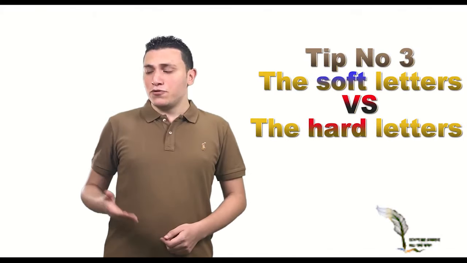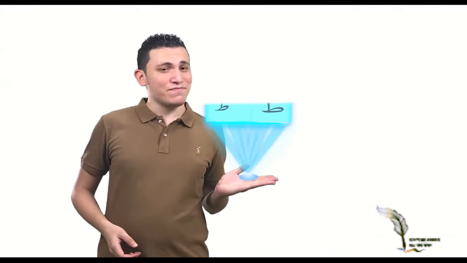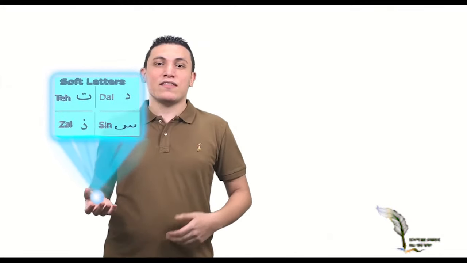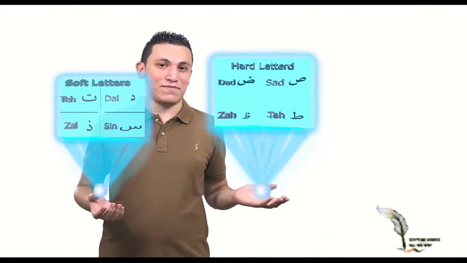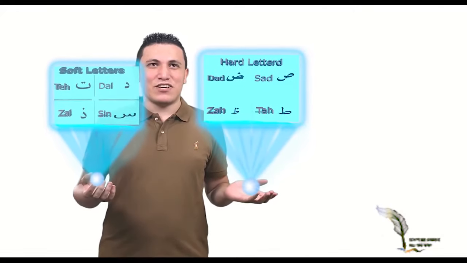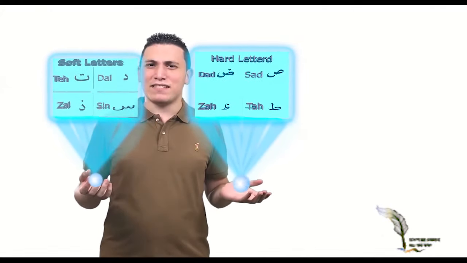Tip number 3. Do you see this group of letters? And this group of letters? Well, these letters are called the soft letters, and these are the hard letters. You may think that both again have the same sound, but unfortunately, that's not the case this time. Listen to me carefully while I pronounce these letters.